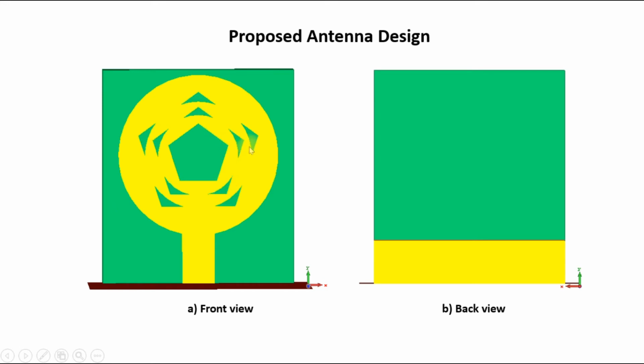I created this by cutting away a pentagon shape, then pasting a circle inside that, and I keep repeating so that I can create these kinds of slots in this patch. Okay, and finally this long length is called the feed, through which the signal enters the antenna and the antenna radiates. So this is the total structure of the proposed antenna.